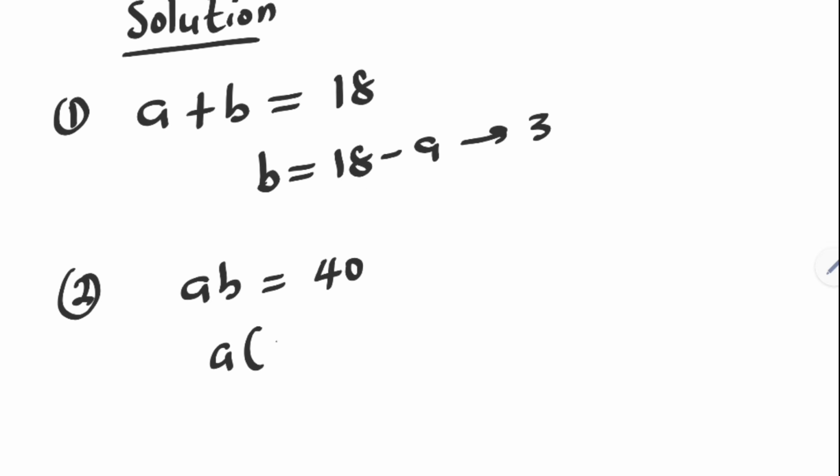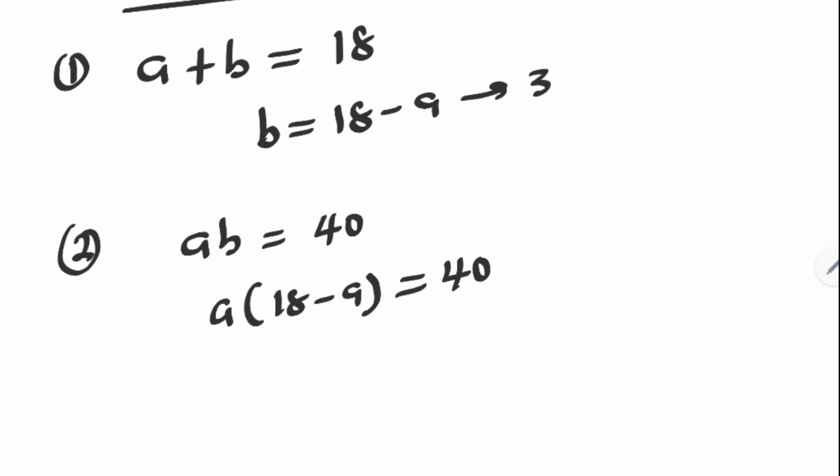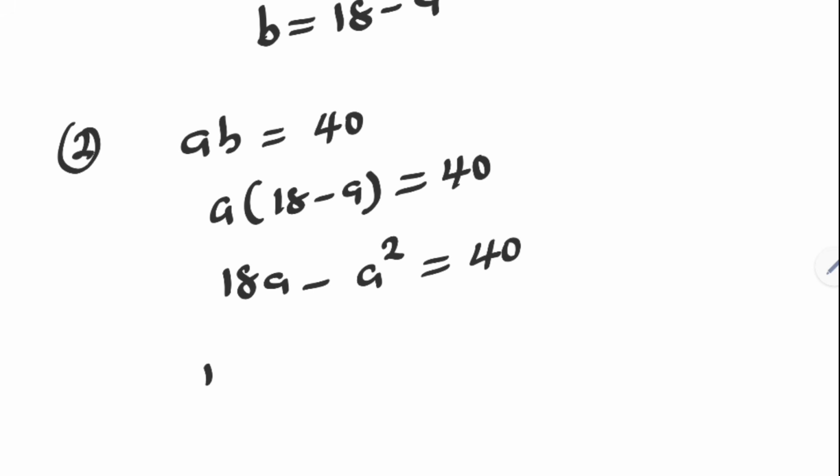A bracket 18 minus A is equal to 40. Let us open the bracket with A. A multiplied by 18, that is 18A, minus A multiplied by A, A square, is equal to 40. Let us bring this 40 to the left hand side. 18A minus A square minus 40 is equal to 0.